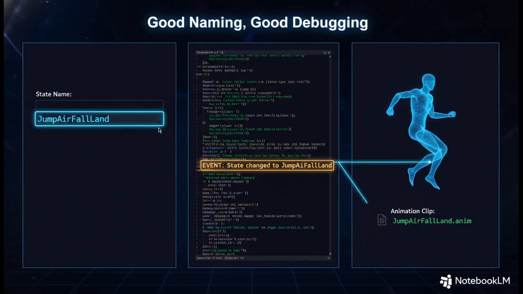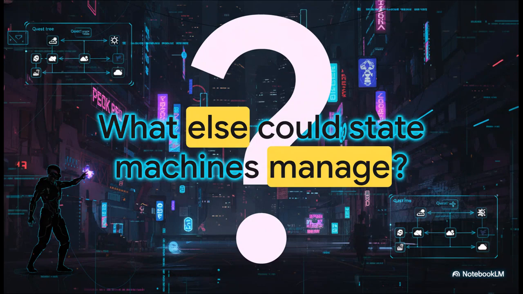And here's a final pro tip that will save you so many headaches. Just name your states well. It sounds so simple, right? But using a clear, consistent naming convention like this example, jump, air, fall, land, makes your debug logs 1,000 times easier to read. And even better, you can often name your animations the exact same thing, and the engine can automatically hook up the state to the animation. It's beautiful.